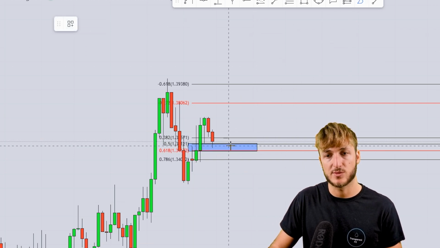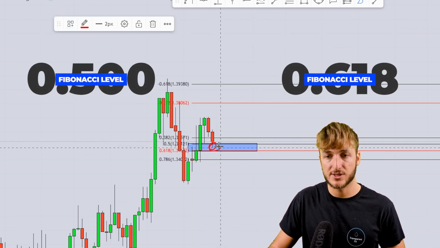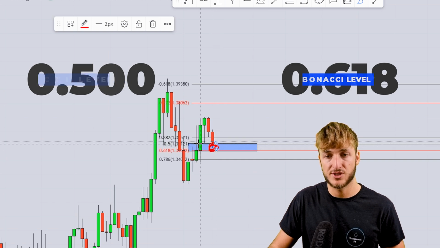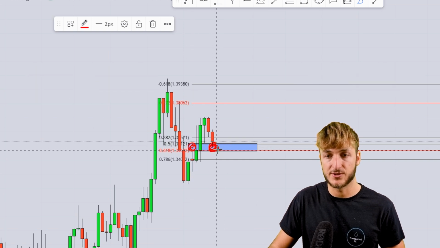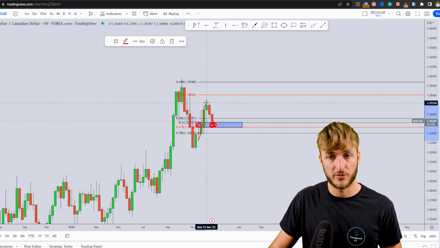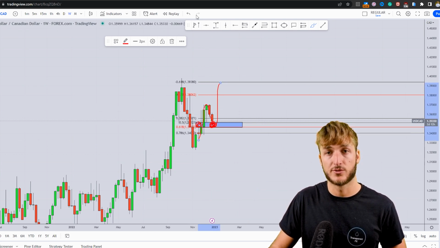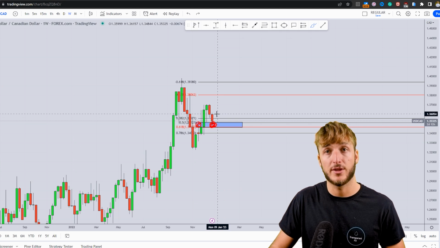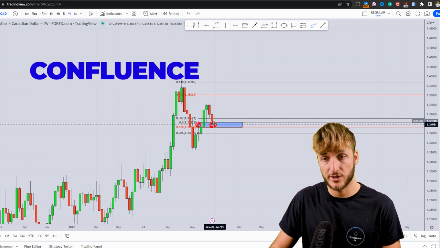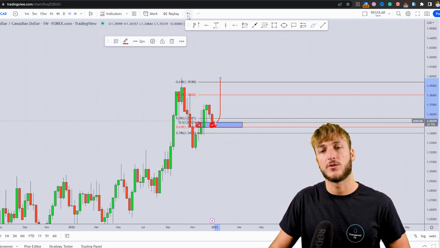Because here where I have just placed this box, we have the 50% and 0.618 Fibonacci retracements, we have previous weekly resistance turned support, and we have a potential reversal area for this impulse correction and impulse pattern to the upside, creating strong confluence of support here that the market could easily reject higher.